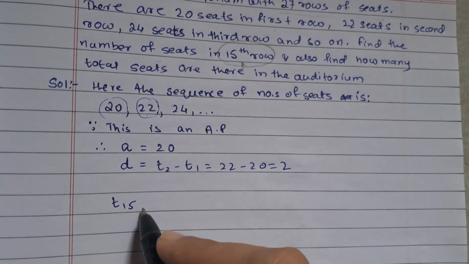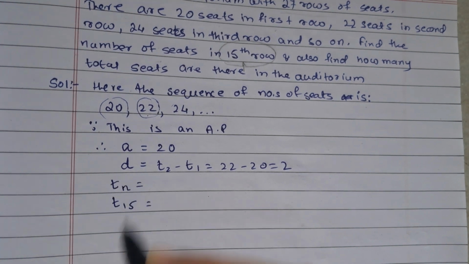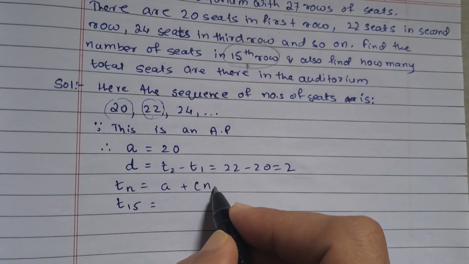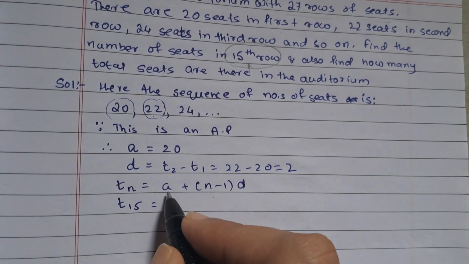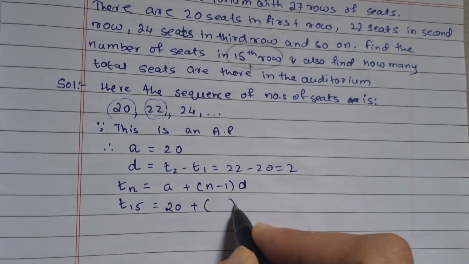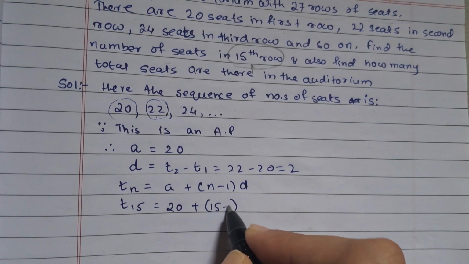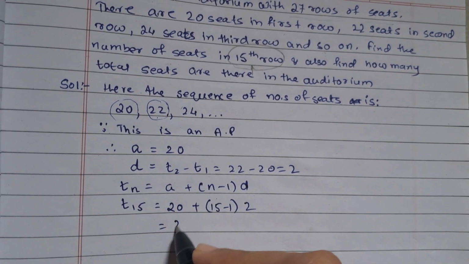So in order to find T15, what should we do? First of all, we should recall the formula for Tn. What is the formula for Tn? A plus n minus 1 into D. Correct? Here just put the values. What is A? A is 20 plus n minus 1. N means what? N means in this case it is 15. 15 minus 1. And D means the difference, 2. And we are there with our answer.